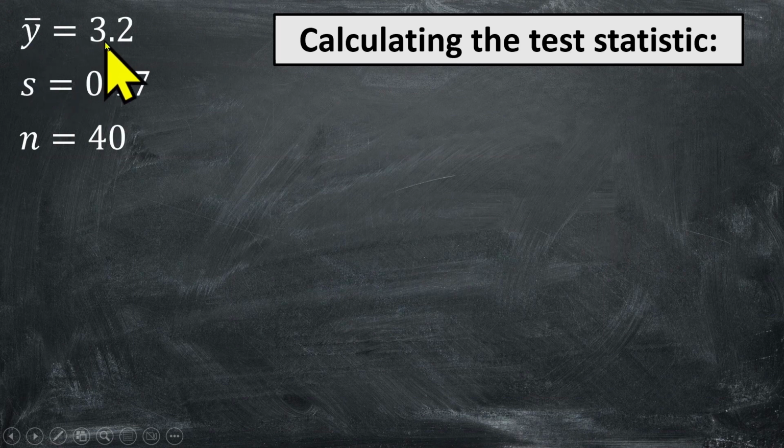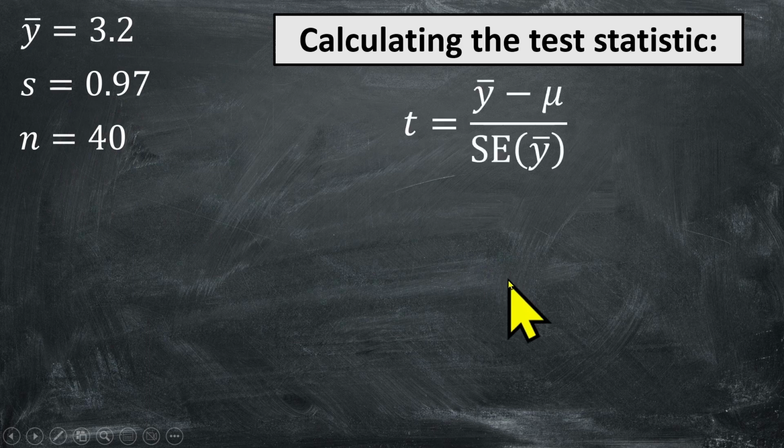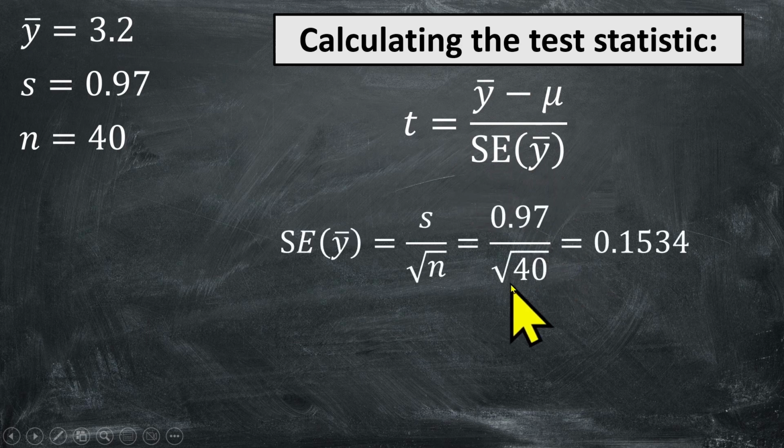We have a sample mean, a sample standard deviation and a sample size. We're going to calculate a t statistic, and we're going to be dividing by a standard error of that sample mean. So let's calculate that first. The standard error of the sample mean is the standard deviation of the sample divided by the square root of the sample size, 0.97 over root 40. It's this number, 0.1435. And so now we can get our test statistic.